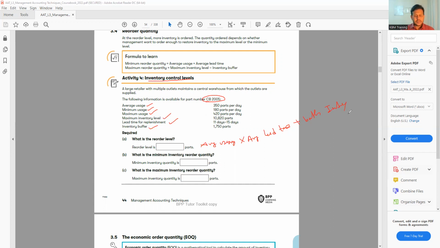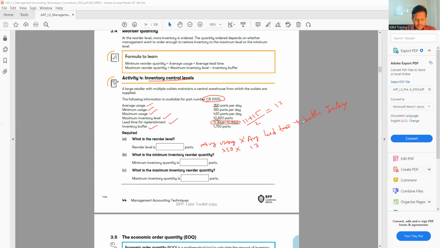We don't have any buffer inventory anyway, so average uses, have a look. The average uses we have is 350, so 350 times average lead time. The lead time says 11 to 15 days, so you need to make it average. So 11 plus 15 divided by 2 will give us the average lead time, that is 13 days. So times by 13, and there is no buffer stock in this question.